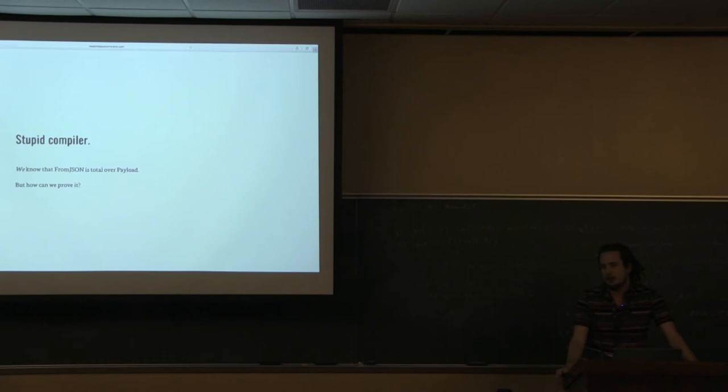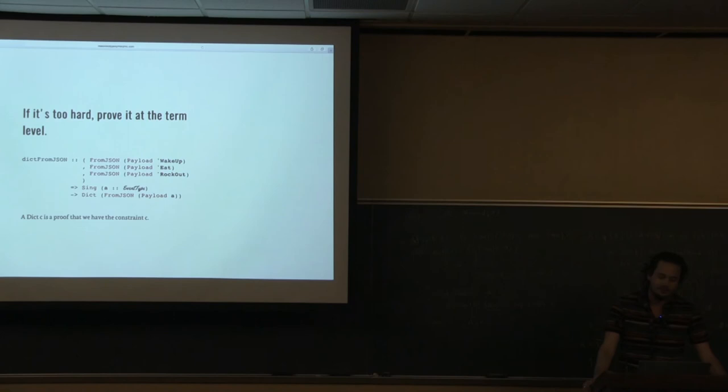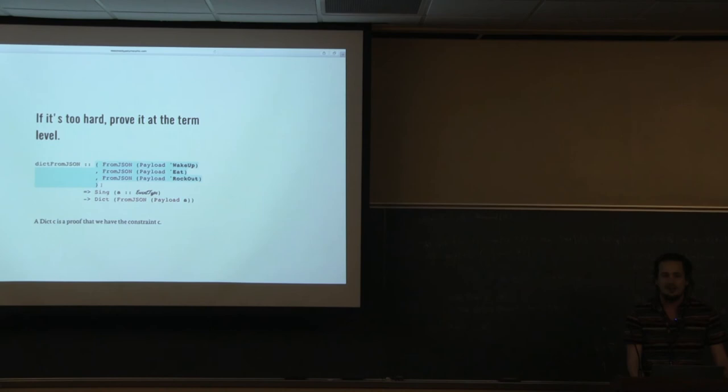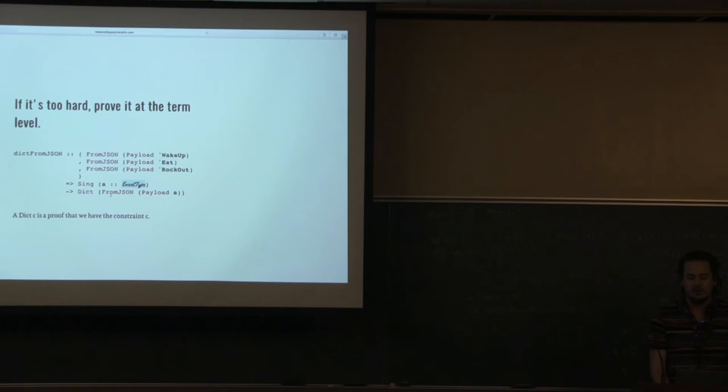And so I've got a solution for this. It's hard at the type level, so try to just do it at the term level. And in this case, it actually works. What's going on here? It's wild. We have the constraints we want, right? So this says, I have a FromJSON over everything in my Payload, or everything in my kind. And then if you give me a singleton of the event type kind, I will give you back a proof that I have this FromJSON over this Payload.